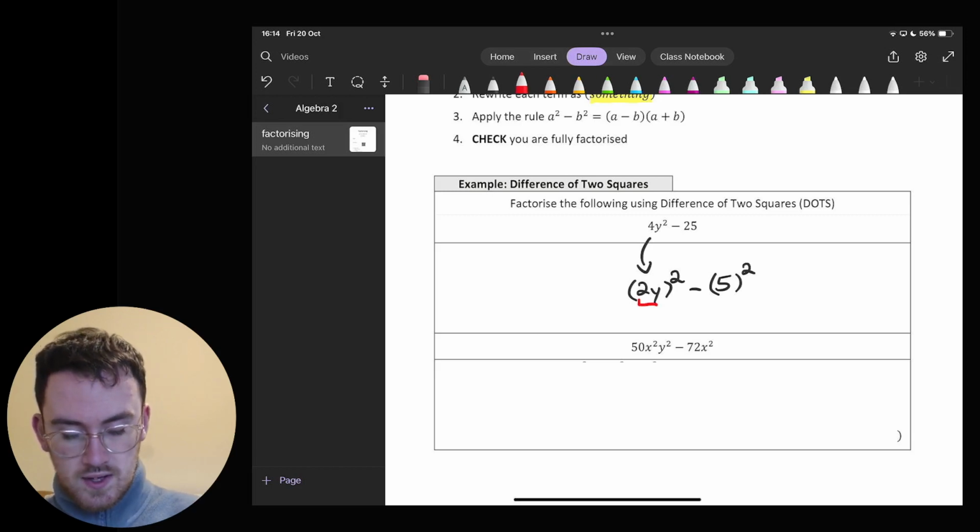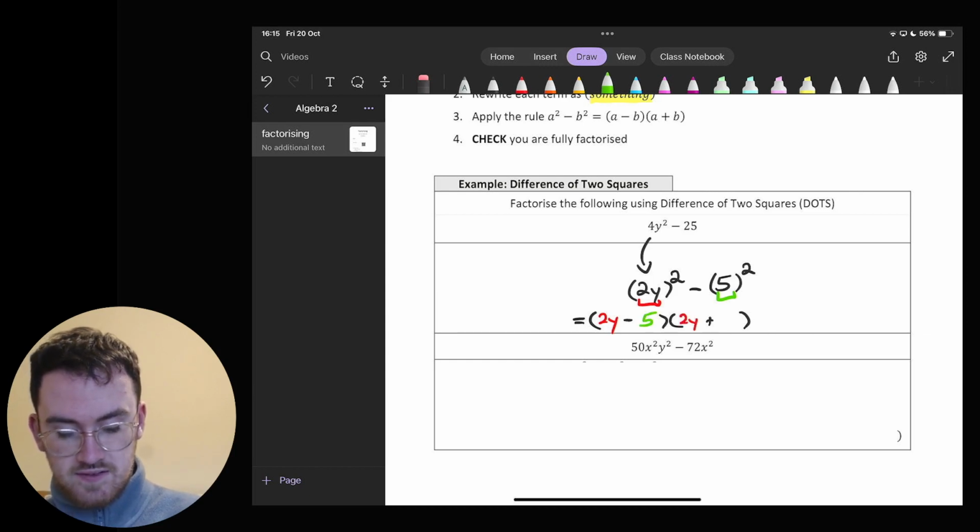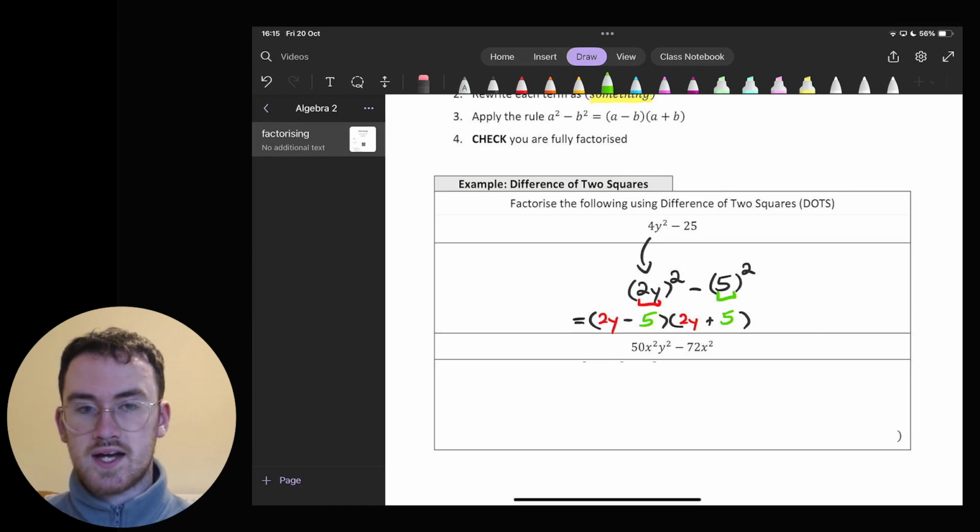So I have 2y here and I have 5 here. Applying my rule then, I'm going to have two brackets, one bracket with a plus, one bracket with a minus. I start with my 2y, I'll do 2y minus 5, and I'll then do 2y plus 5 as my two brackets there. Okay, rewrite it as something squared, then move to the brackets.